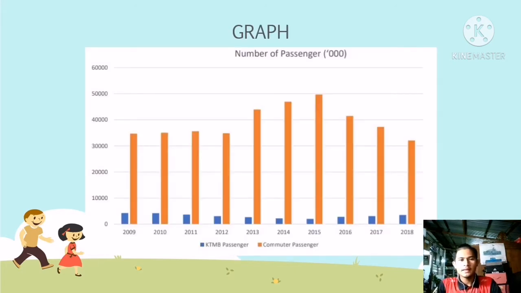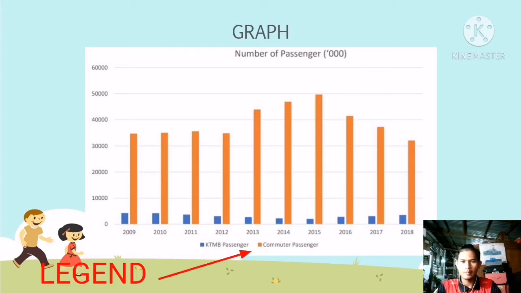For the second content, the graph. As you can see from the graph, there are the number of passengers from 2009 until 2018. The title for the graph is the number of passengers. For the axes, the y-axis represents the number of passengers, and the x-axis represents the different years. For the legend, the blue legend represents KTMB passengers and the orange legend represents commuter passengers.